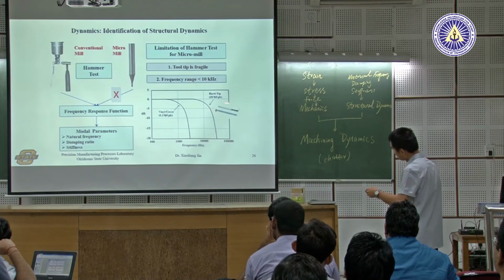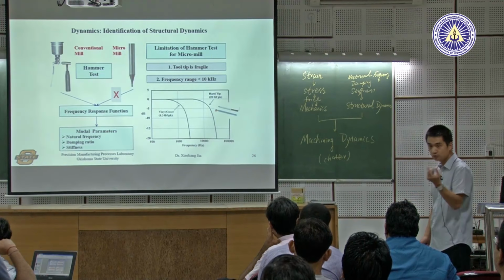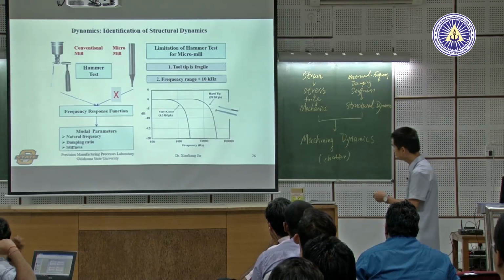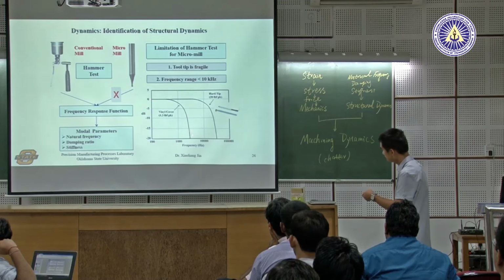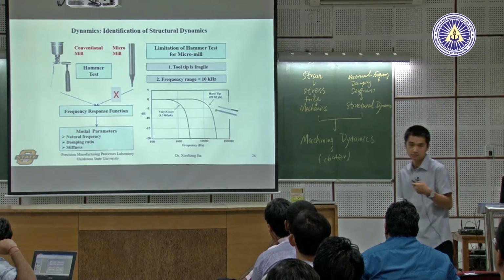The main reason is that even with a small hammer we have in the lab, there is a bandwidth limitation. The bandwidth, you see, is always below 10 kilohertz if we use -3 dB as a reference. With another tip, the bandwidth is even much smaller. So if the natural frequency of this micromill is above that, we cannot capture it precisely with this small hammer. Then we have to use other techniques.